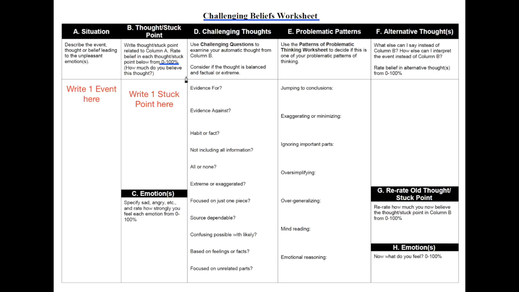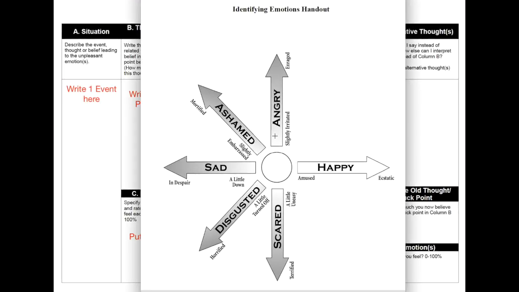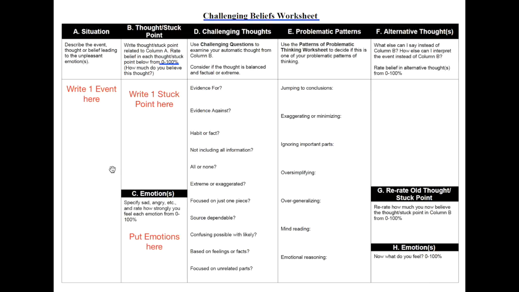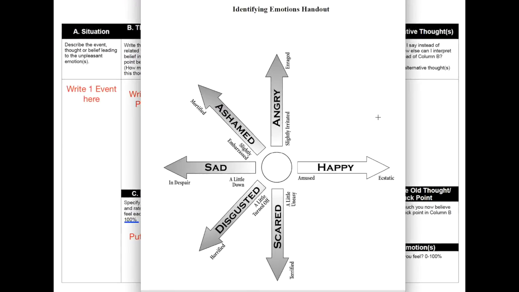The same applies for the emotions you feel when you think of that stuck point. Write down the emotions or emotion you feel and go back and look at that emotion wheel if you need to, and rate how strongly you feel those emotions. You might even find yourself using a different word than you did before, such as anger instead of rage.